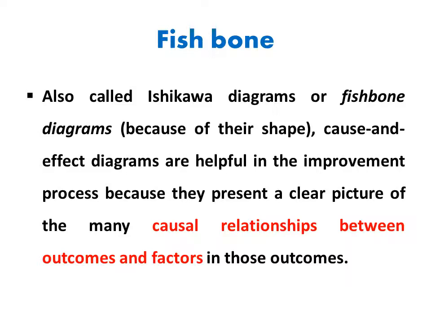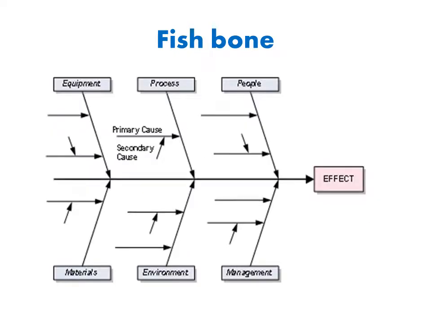Let's see the example so we can discuss it more easily. This is an example of a fishbone. If you look, this looks like a fish, that's why it's fishbone. Here is the head of the fish, it's the effect. This is your problem. Then there are arrows, so many arrows: people, process, equipment, material, environmental, and management.